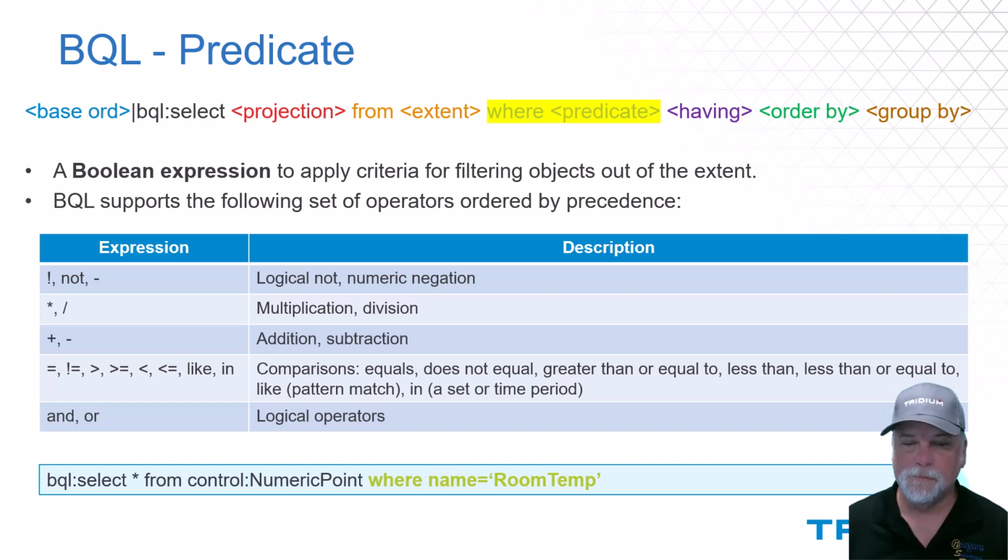In the bottom, you can see a very basic example of using a predicate. In this case, the BQL query extent is looking for numeric points from the station. And then the predicate says where the name of one of those control points equals room temp. And in this case, we're doing a string literal, so it's just single quotes around room temp. So that would narrow down to only numeric points that were named room temp in that example.